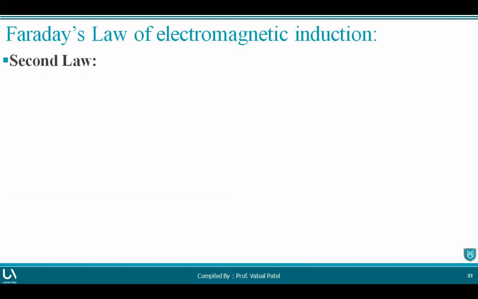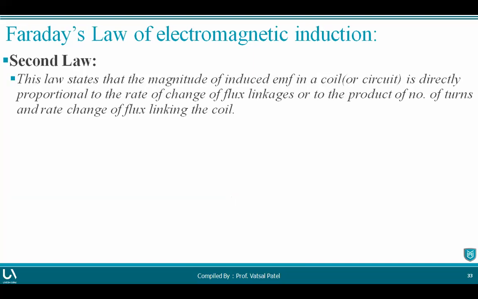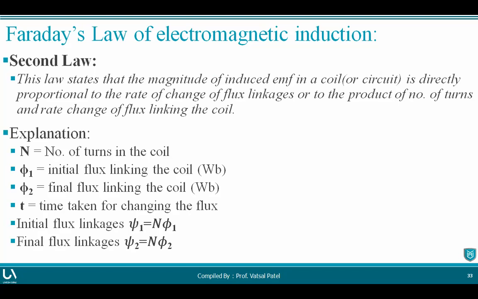Then after that we discussed the second law, and the second law states what? The magnitude of the induced EMF in the coil or circuit is directly proportional to the rate of change of flux linkages, or the product of the number of turns, that is capital N, and the rate of change of flux linking the coil. So we use this notation here: capital N, flux phi 1, phi 2, time dt, with the initial and final flux linkages.